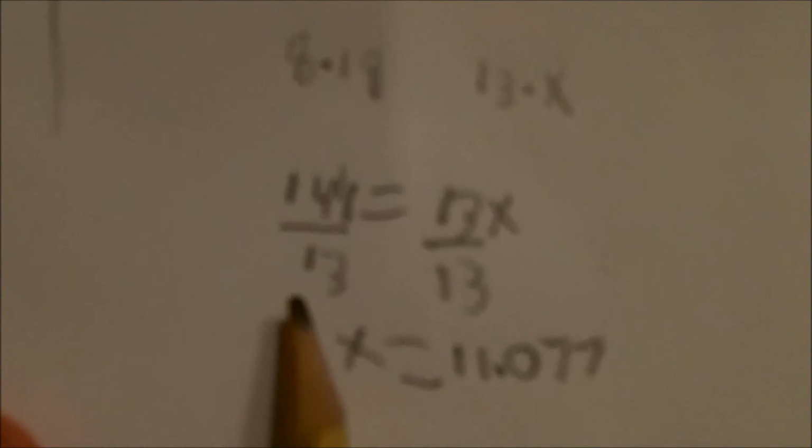You end up getting 144. 13x, you have to divide by 13, because this becomes an algebra problem. You end up dividing that. 144 divided by 13 is approximately 11.077. We're having to cut the journey a little short, because there have been some wild animal sightings in the area.